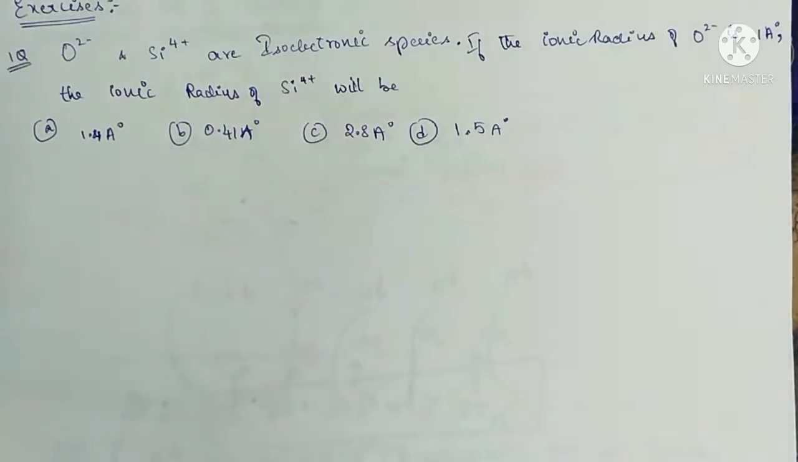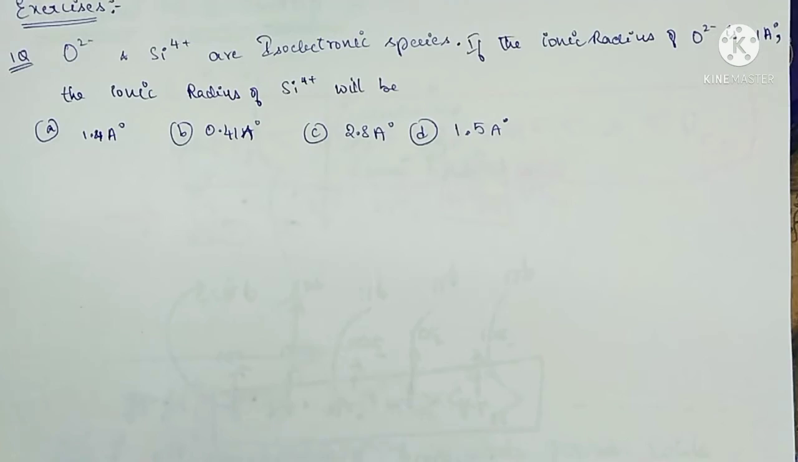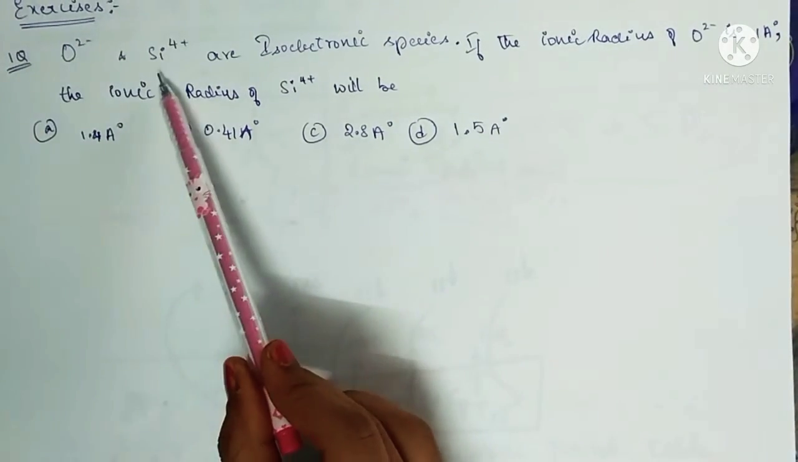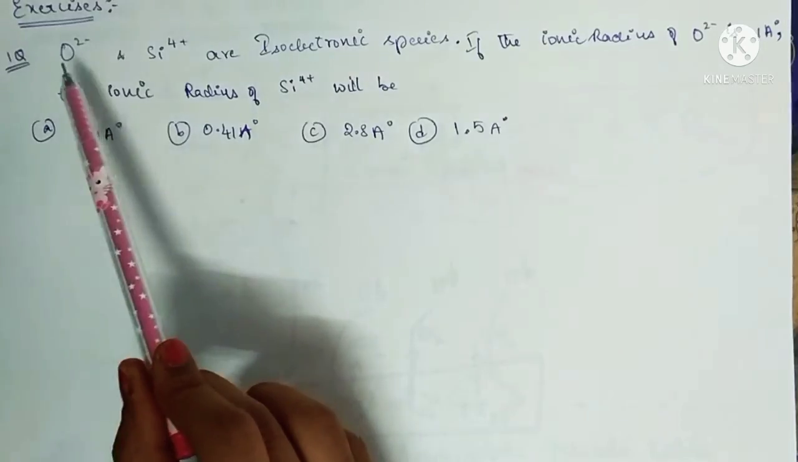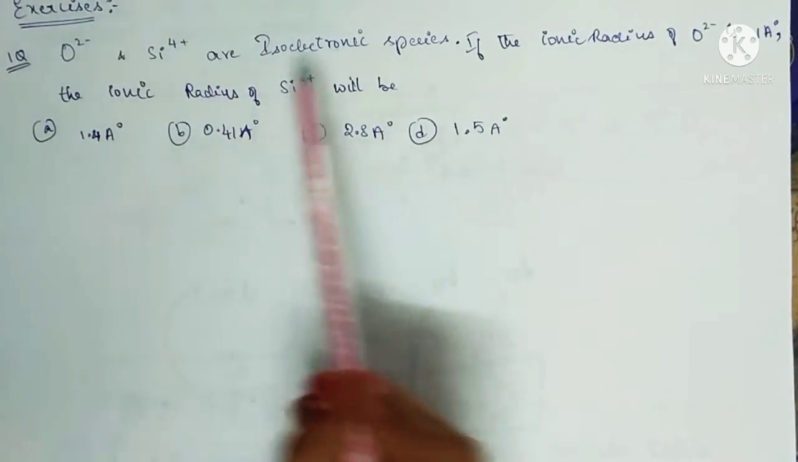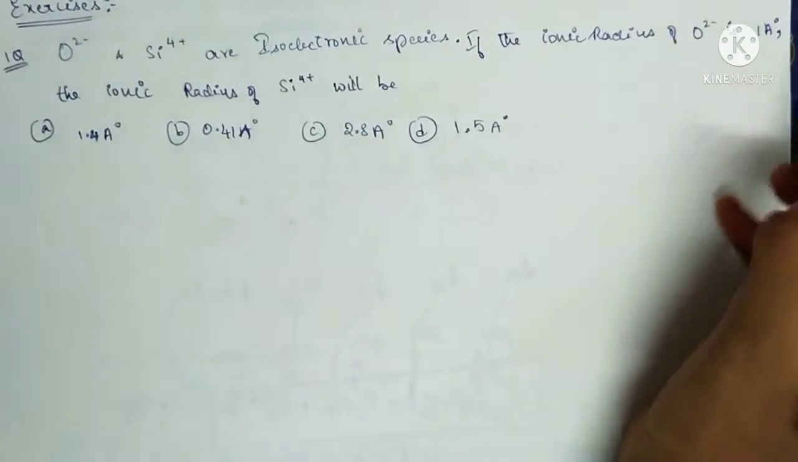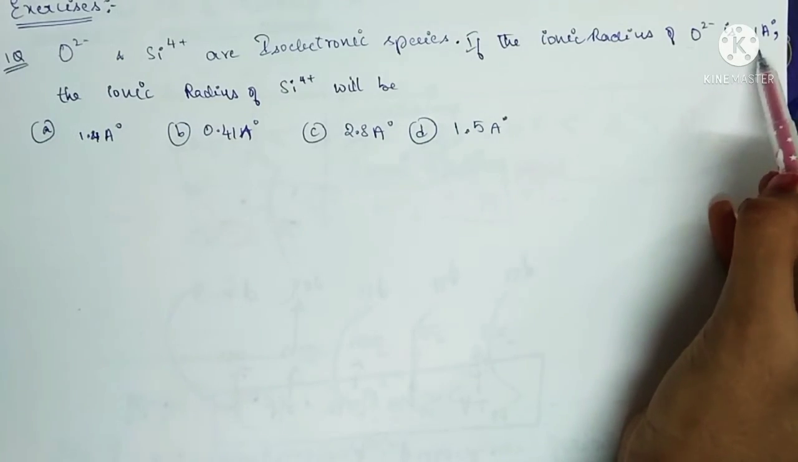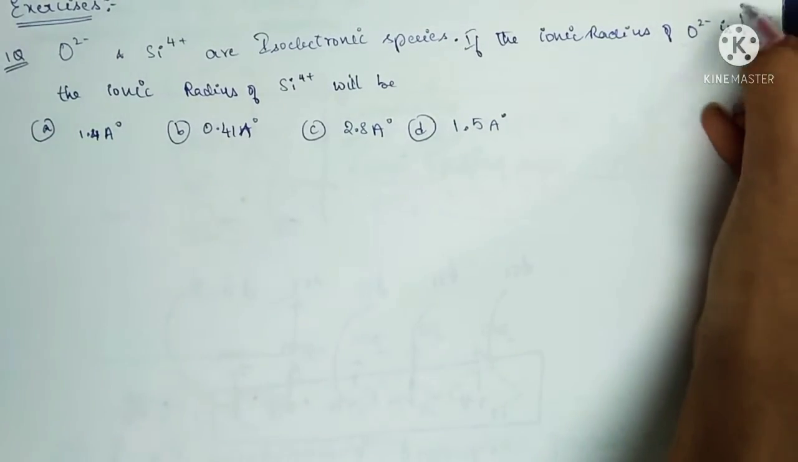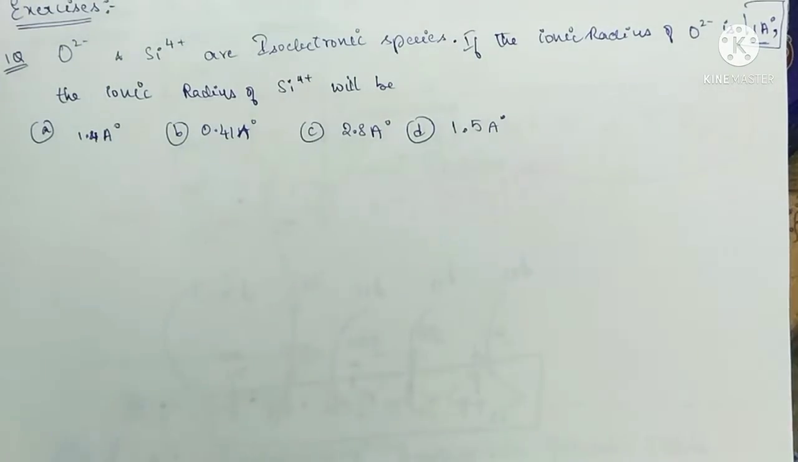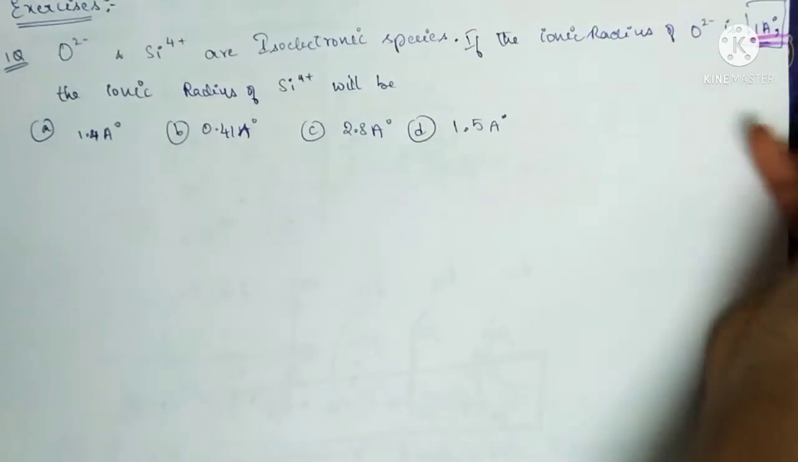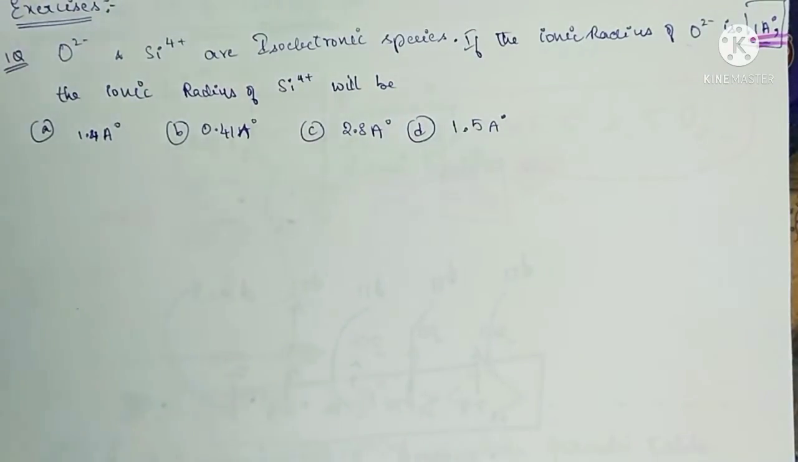So after completion of atomic and ionic radius, now let's start the exercises which will clear the concept more. So the first question is O2 minus and Si4 plus are isoelectronic species. If the ionic radius of O2 minus is 1 angstrom, it's very important, let's color it, then the ionic radius of Si4 plus will be.